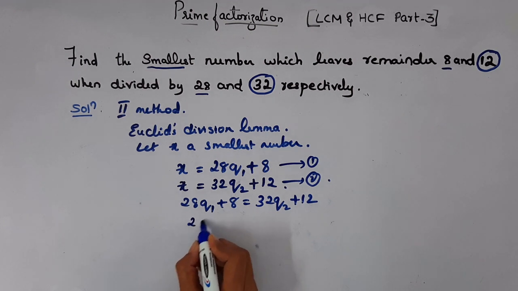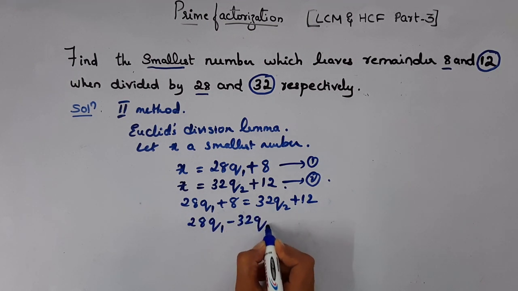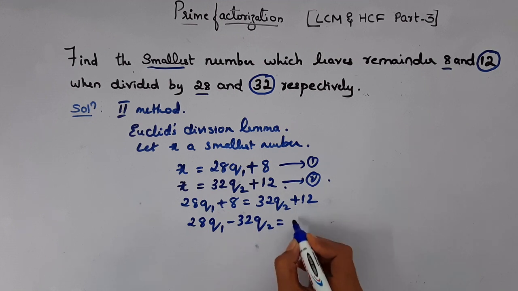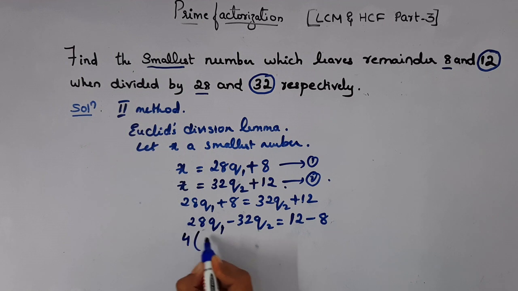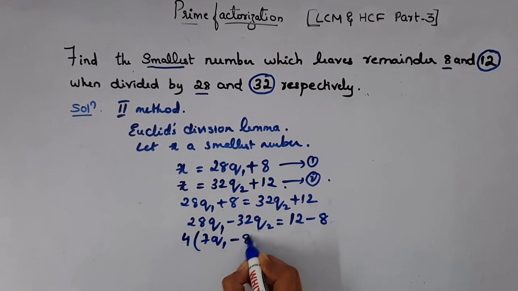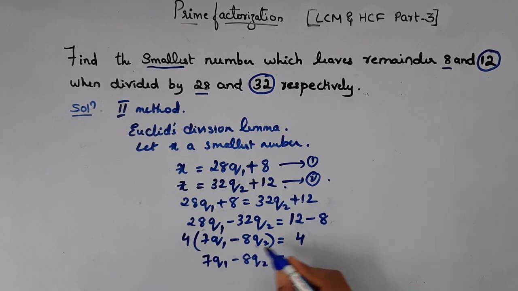Alright, so 28q1 minus 32q2 is equal to 12 minus 8. Now here 4 is common. 4 7s are 28, q1 minus 4 8s are 32, q2. So 12 minus 8 is 4. 7q1 minus 8q2 is equal to 4 by 4, which will be 1.